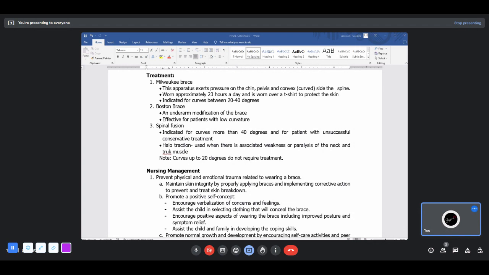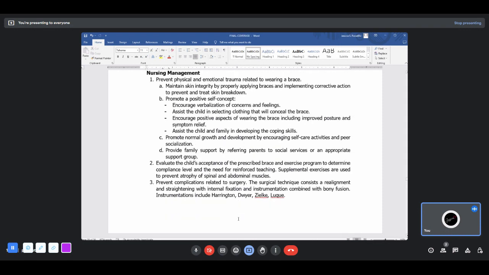Okay, note that the curves up to 20 degrees do not require treatment. So kapag more than na doon na sila nagkakaroon ng treatment. For the nursing management for scoliosis, we have to prevent physical emotional trauma related to the wearing of a brace. Okay, first one, we should maintain the skin integrity by properly applying the braces and implementing corrective action to prevent and treat the skin breakdown.